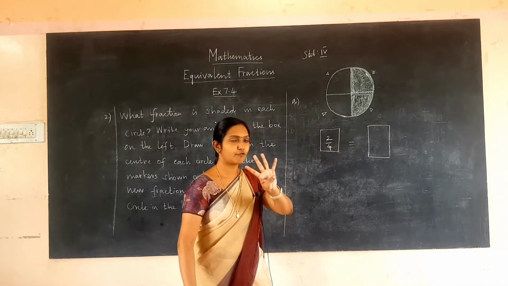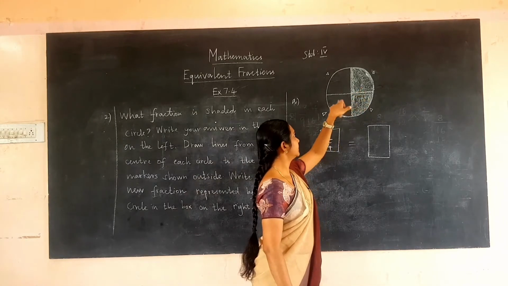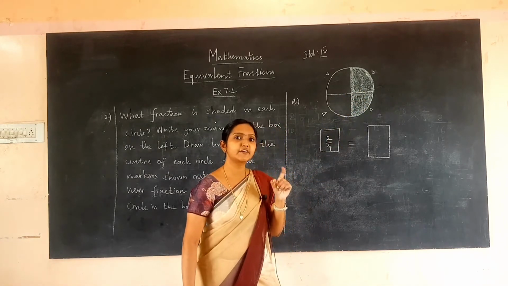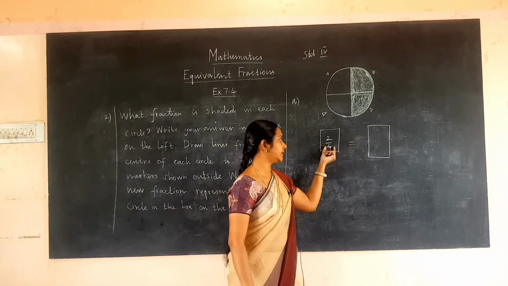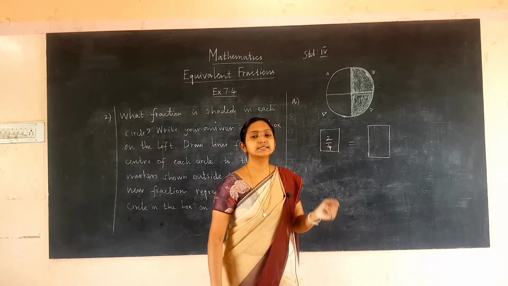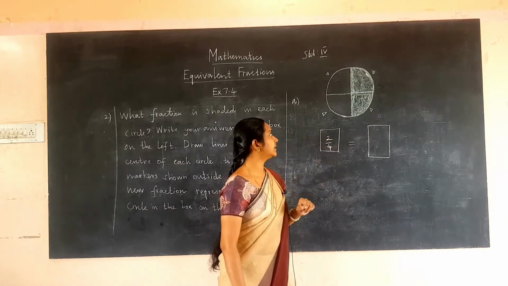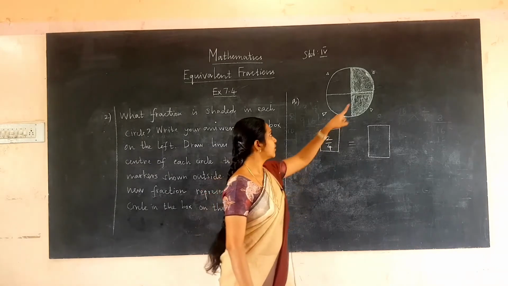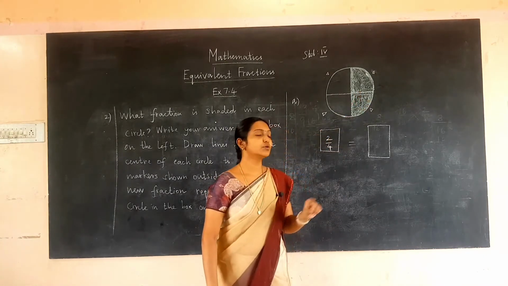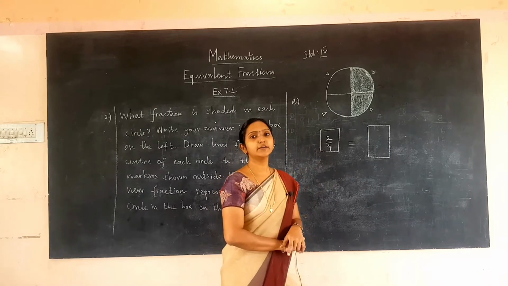Totally there are 4 parts. 1, 2, 3, 4. So, the total number of parts should be written in the denominator and the parts that are colored should be written in the numerator. Parts that are colored is 1 and 2. So, the fraction is 2 by 4.